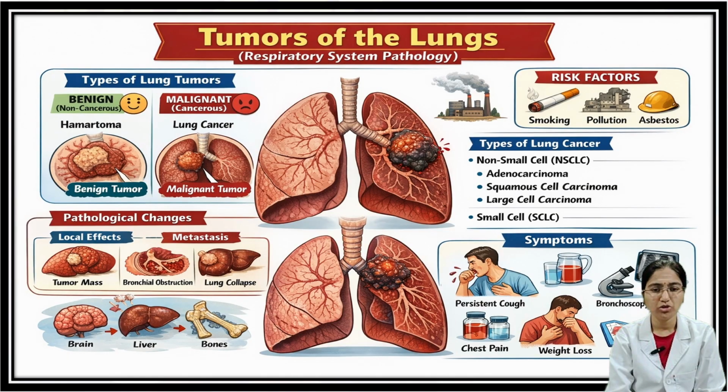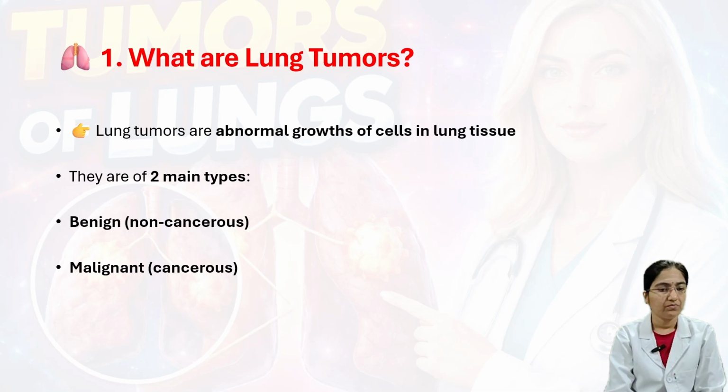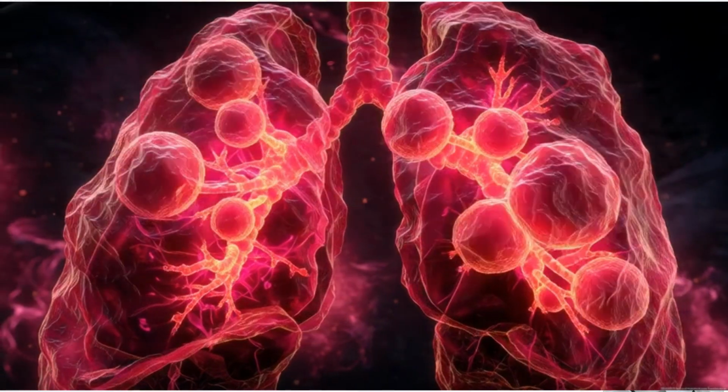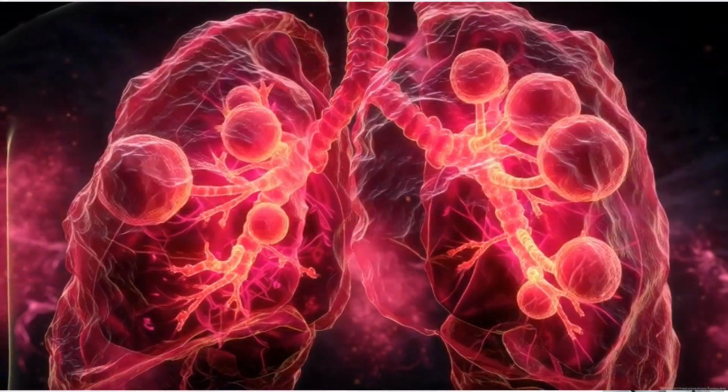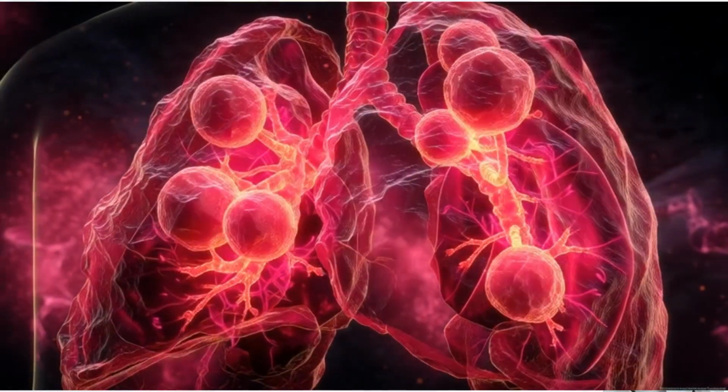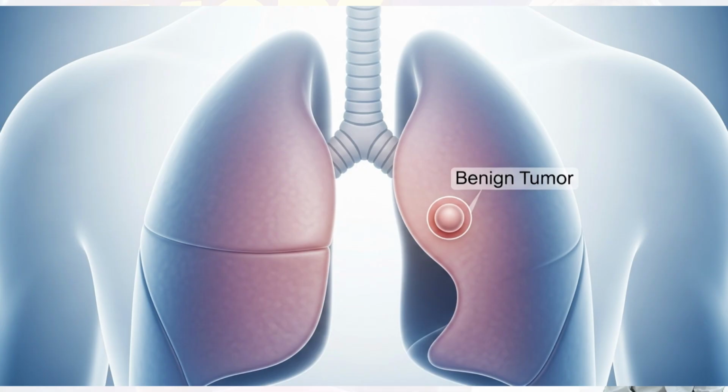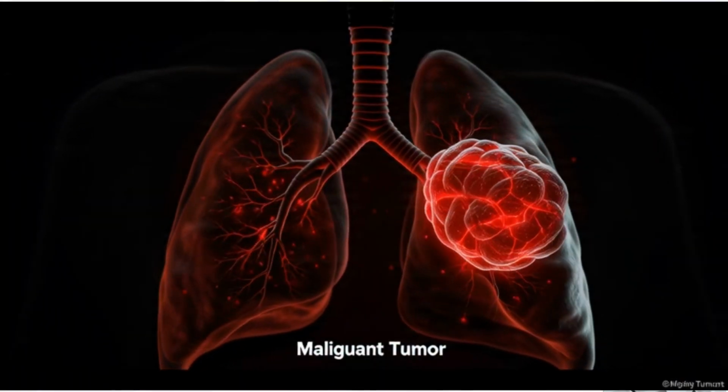We'll see tumors of lungs. Here, lung tumors are abnormal growths of cells in lung tissue. There are two main types: one is benign, another one is malignant. We'll discuss it in detail one by one.